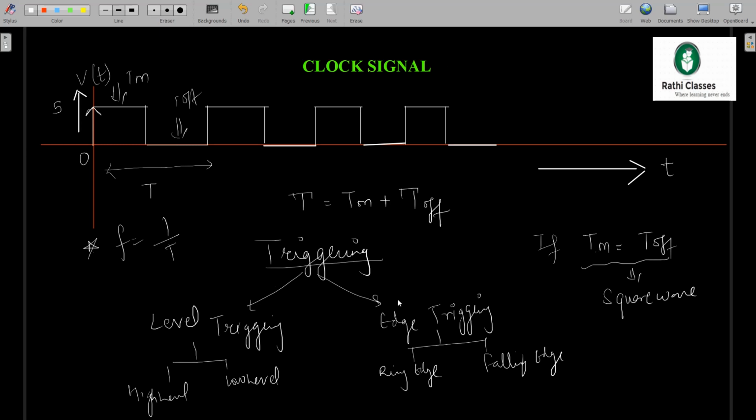This will be learned more when we discuss flip-flops. There you can actually see the implementation of what I need to say about falling edge and rising edge, or high level and low level. Thank you all.